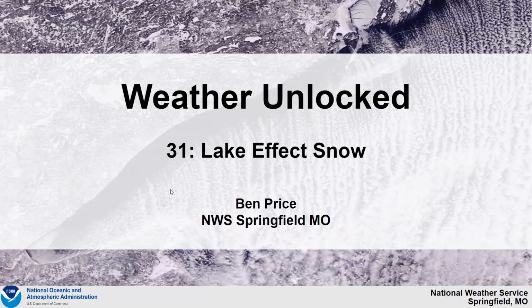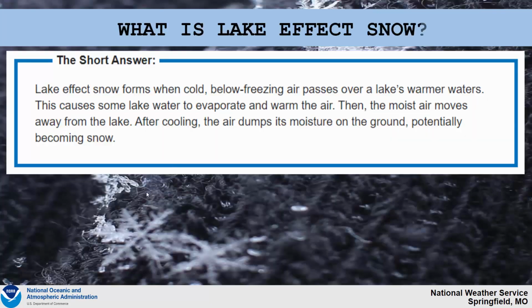This is Weather Unlocked, video 31, and we are going to be talking about lake effect snow. This is a type of weather phenomenon that you may or may not be familiar with based on where you live, but even then it's sometimes known to drop an absurd amount of snow on a very small area. It's in the news a lot, so you may be familiar with this phenomenon. So we're going to go through exactly what it is and what causes it to form.